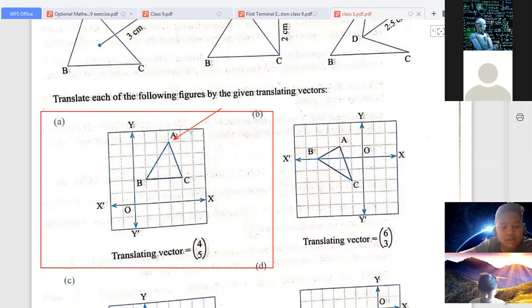Okay, let's find out the coordinate of vertex A. Vertex A is 1 unit, 2 unit, 3 unit right, and then 1, 2, 3, 4, 5 unit up. Just counting the number of grids. 1, 2, 3 unit right, 1, 2, 3, 4, 5 unit up. So the coordinate of this vertex A is 3, 5. Do you understand how to find out the coordinates of vertices?